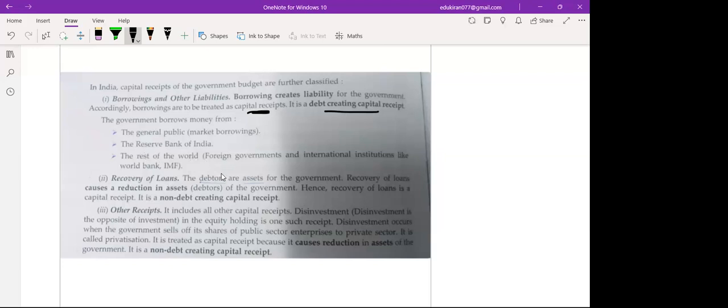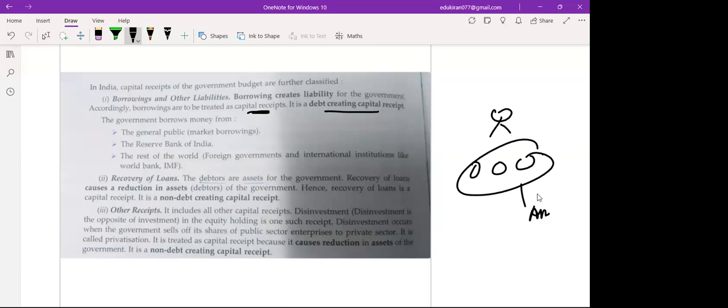Second is recovery of loans. The debtors are assets to the government. For example, if this is the government, they have given loans to these people. So these people are basically the assets. Why? Because they are repaying the money plus they are paying the interest. Okay. So once they recover the loan, they pay all the loan, it is basically a reduction in assets. Hence, recovery of loan is a capital receipt. It is a non-debt creating capital receipt. Then other receipts, it includes other capital receipts like disinvestment, when you sell the property and the equity, all that. Fine?